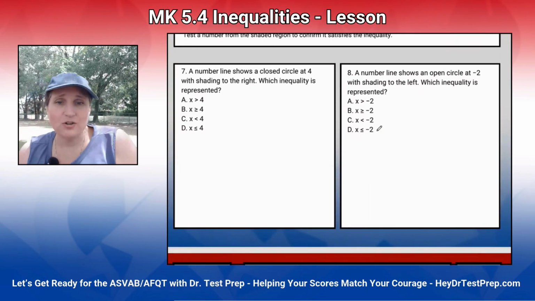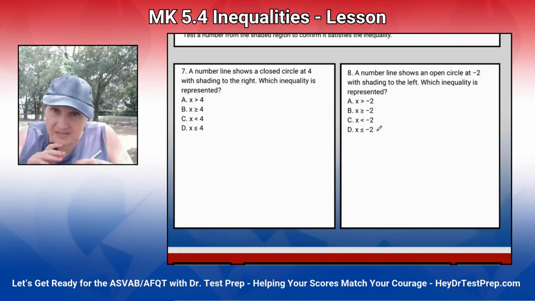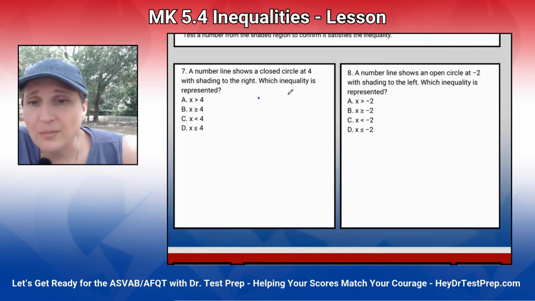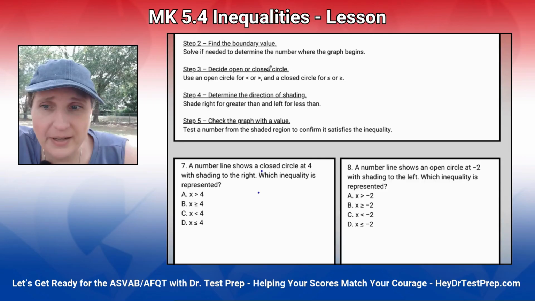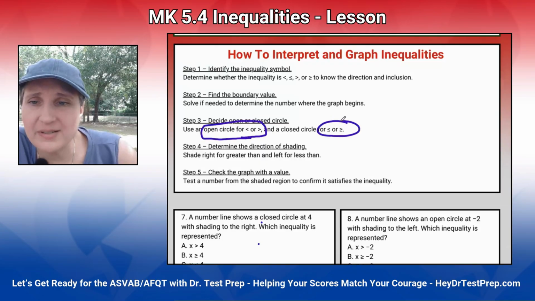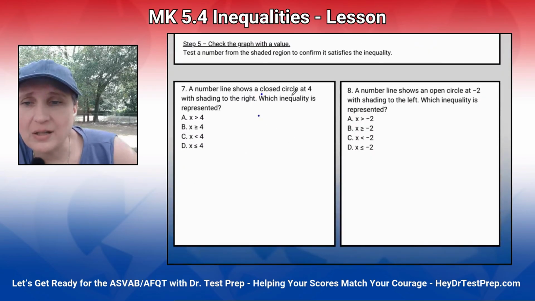Now we're working on graphing. So this is simple linear graphing, not on a coordinate plane. It says a number line shows a closed circle. Let me go back up just to cover this real quick. Open circle is like this. A closed circle is when there's a line. Okay, so it says a closed circle at 4.